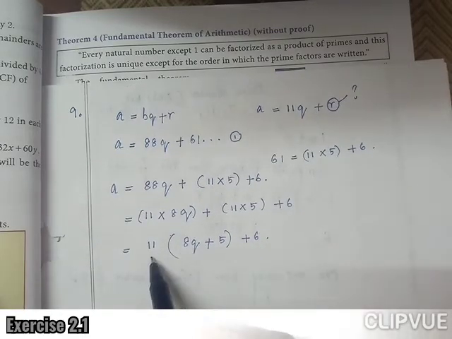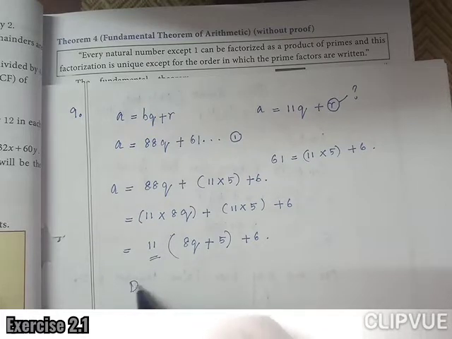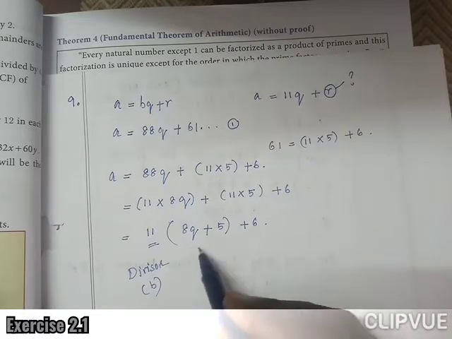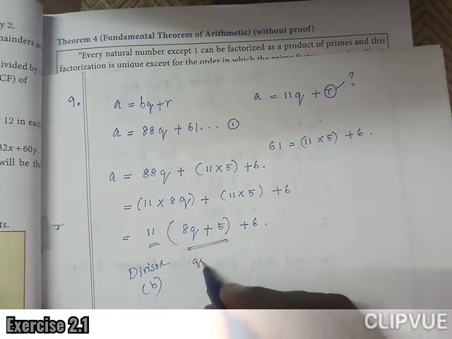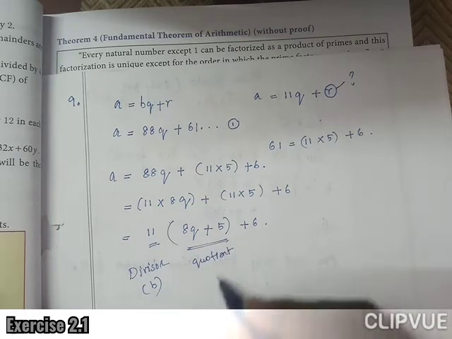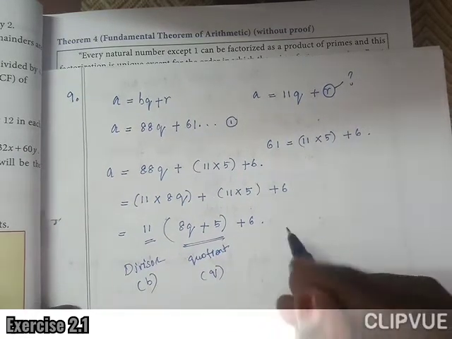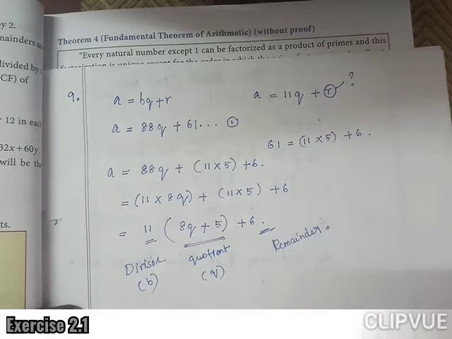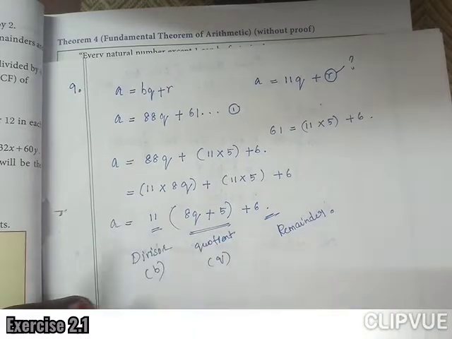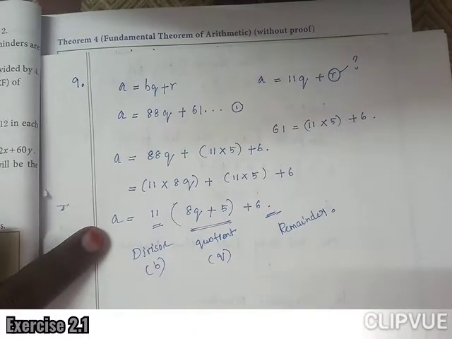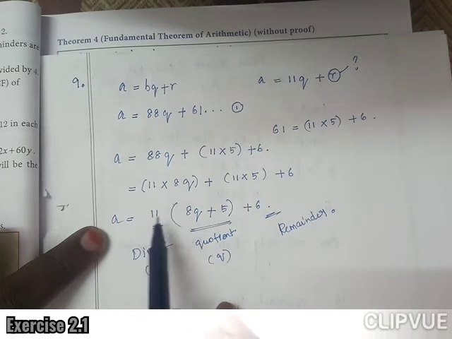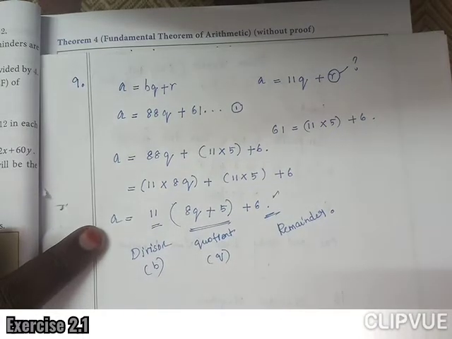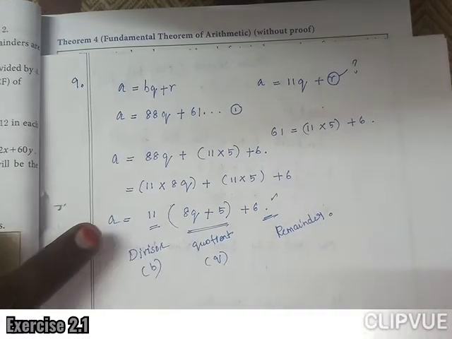Okay, so this is the divisor, you know very well. Actually B is the divisor, this is the quotient, that is Q, and this is the remainder. So A, that number, any number A, is now divided by 11, divisor 11. It leaves a remainder 6. So this is the answer.